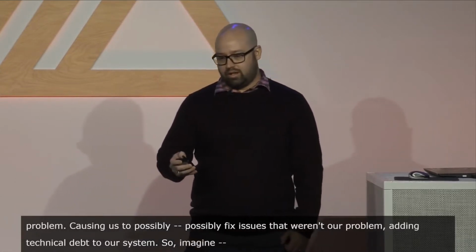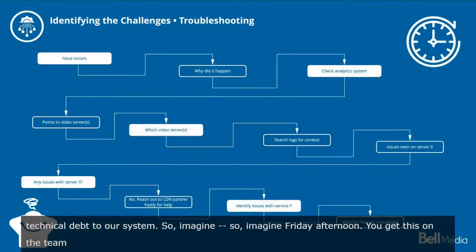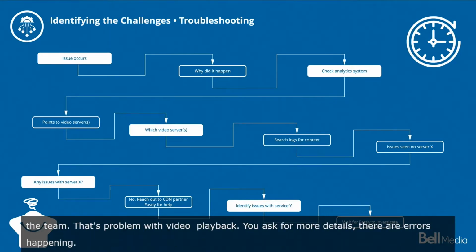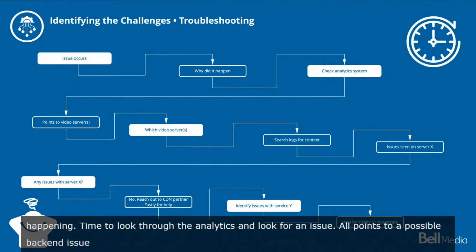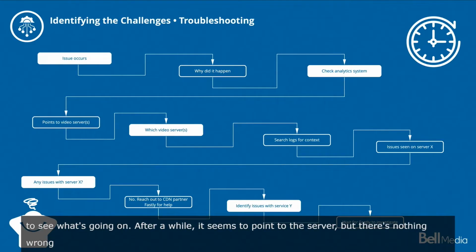So imagine it's a Friday afternoon. You get an issue escalated to the team. There's a problem with video playback. You ask for more details, you get told there are errors happening. Time to look through the analytics and try to reproduce the issue. All this seems to point to a possible backend issue. So now someone starts looking through the log files, and someone else starts to look at the video origin to see what's going on. After a while, it seems to point to this one server, but there's nothing wrong on that server's health checks. It's all good. So now it's time to reach out to Fastly, to have them investigate. All the while, our customers could still be impacted.